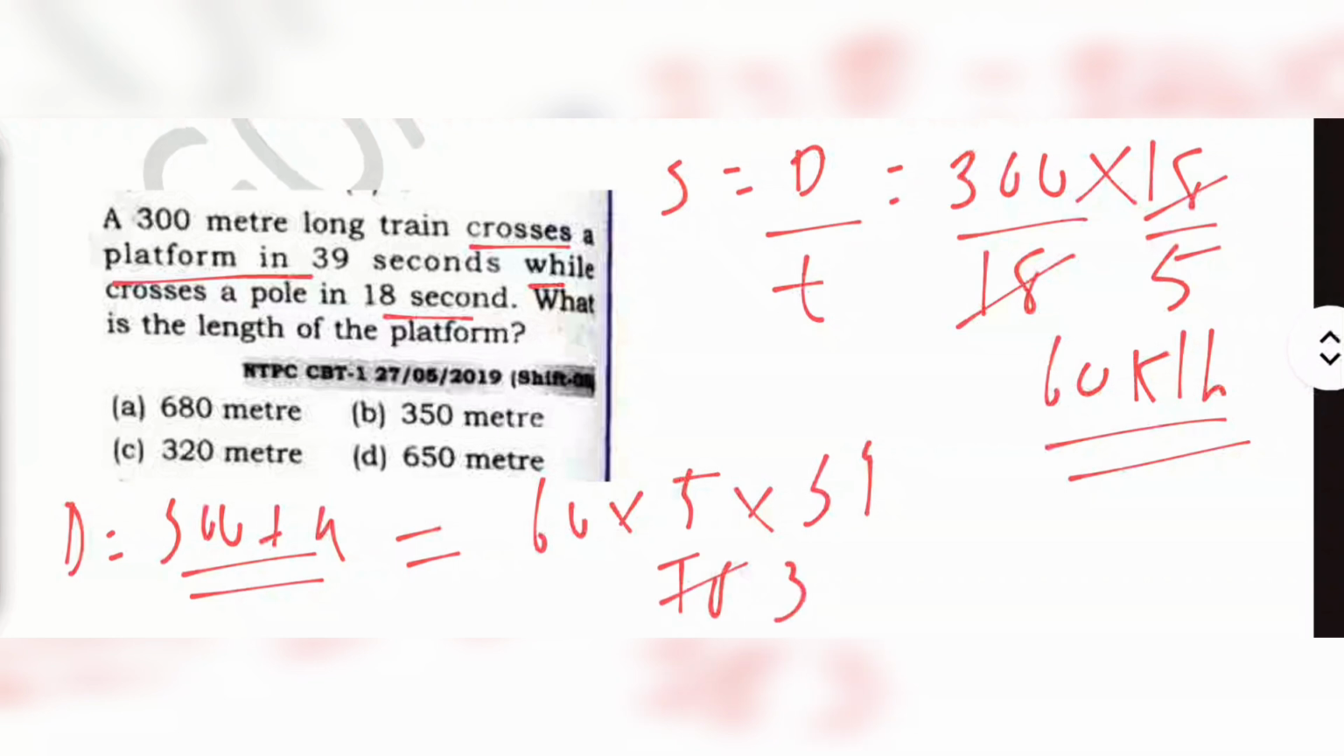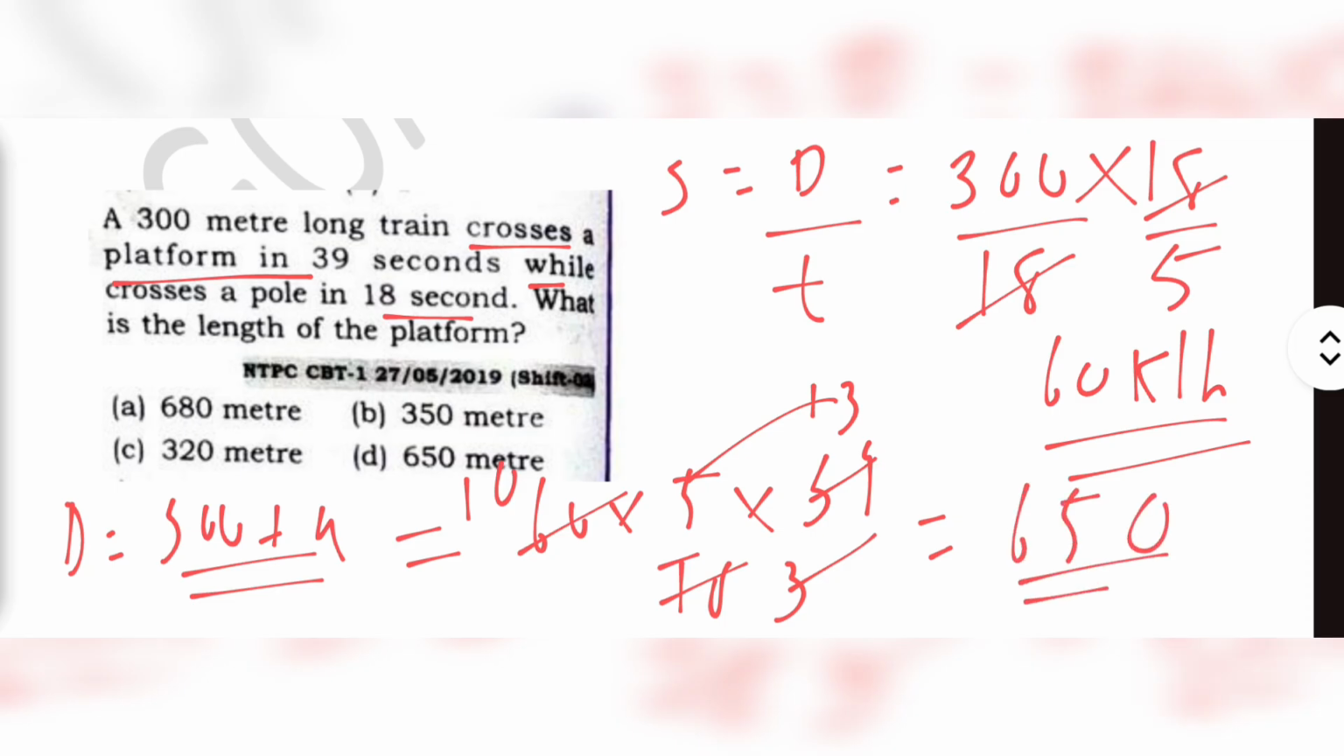So 6 threes are 18, 6 tens are 60, 3 thirteens are 39, 5 thirteens are 65, and 65 into 10 is nothing but 650. So 300 plus x is nothing but 650. So x is how much? 350 meters.